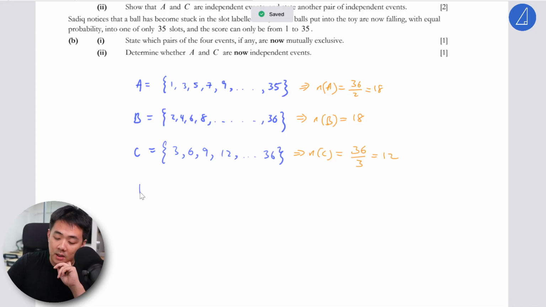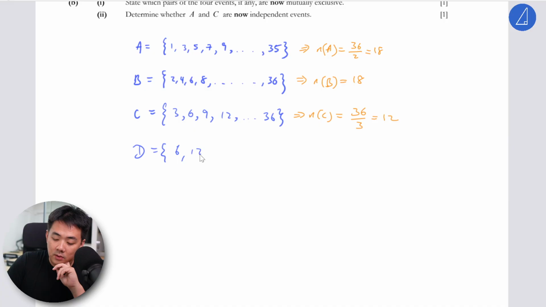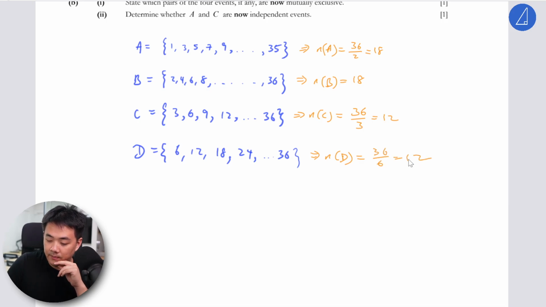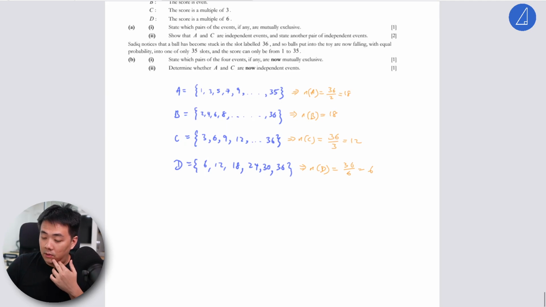Then D would be the same thing. You will have multiples of 6, so it's 6, 12, 18, 24, 30, then 36. This one is not an issue. The number of multiples of 6 would be 36 divided by 6, which is 6 of them. So it's good to list them down to know the number of elements you have.